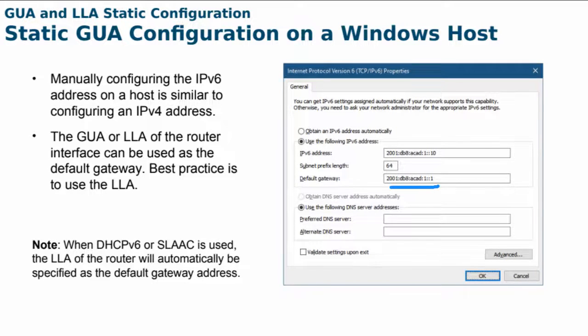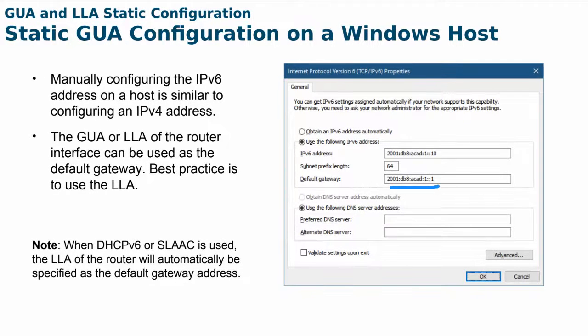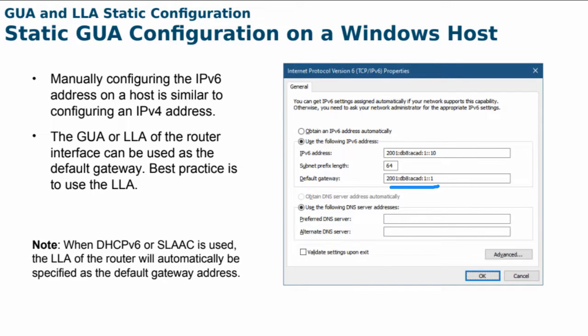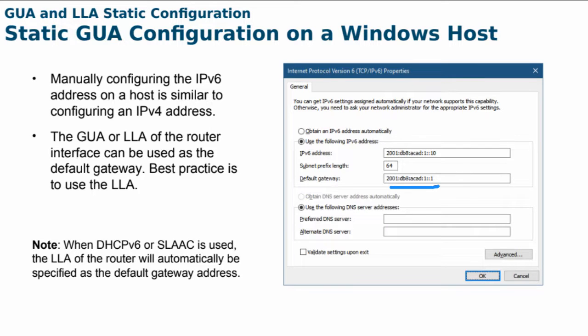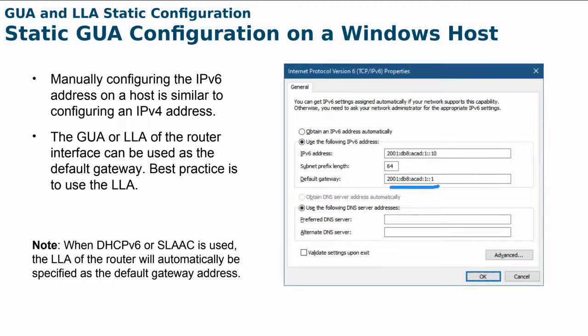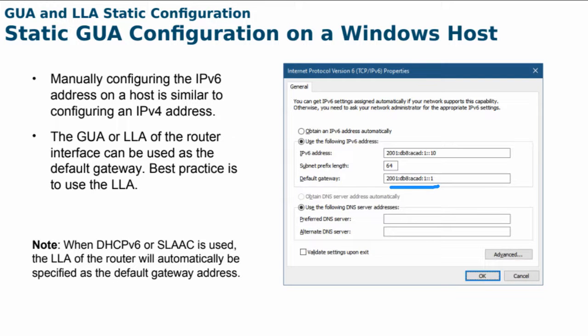When you are using DHCP or SLAAC, the LLA of the router will automatically be specified as the default gateway address. Of course, if you configure it in the DHCP. Remember when we configured DHCP, we need to put some information in the CIN2003 course. We put the default gateway, the DNS.